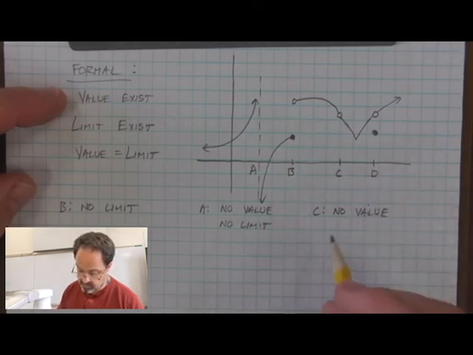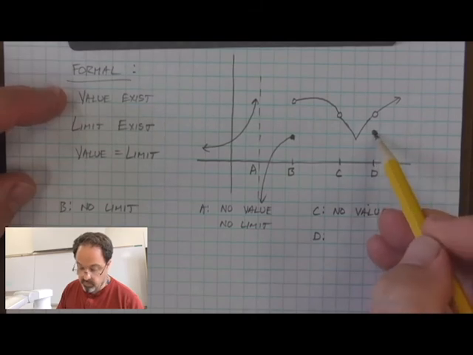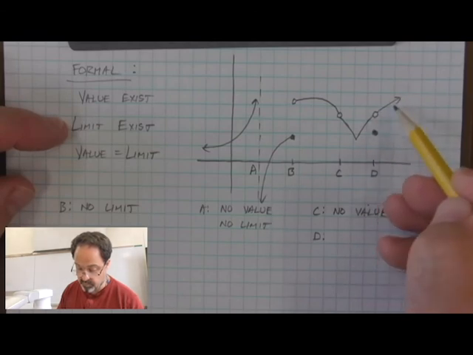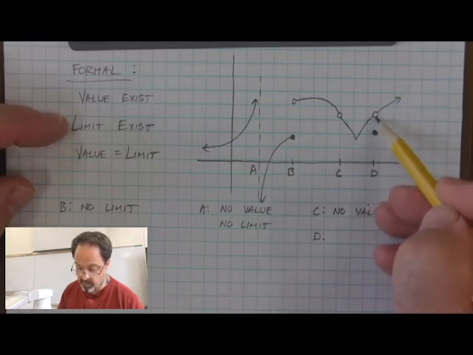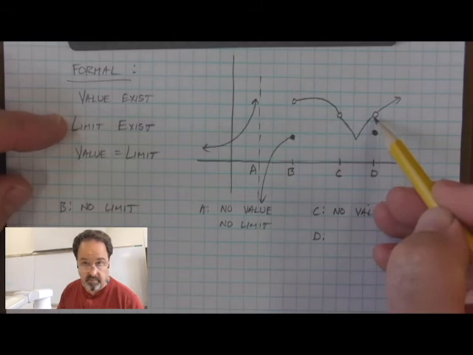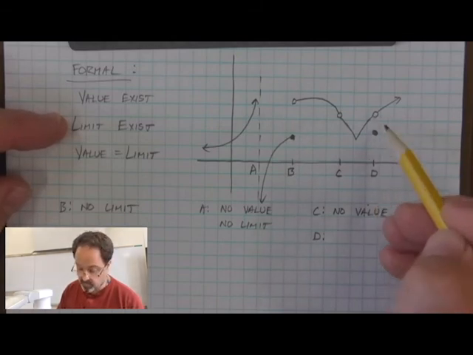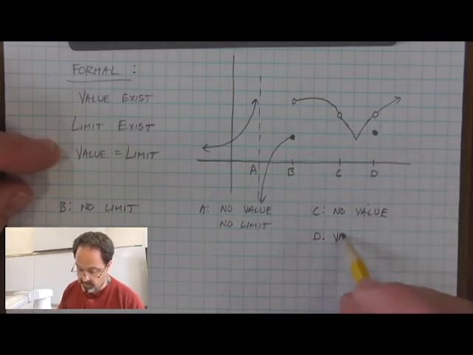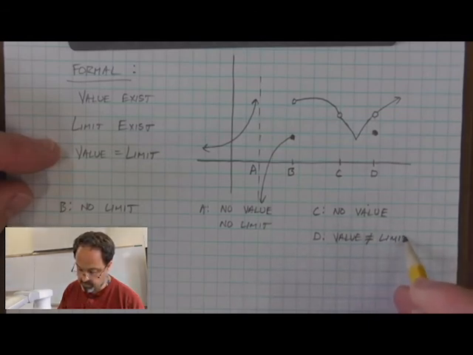And at D, we have a value, it's the closed dot. We have a limit as we approach this location from the left and the right. We think that we're going to the same location, so the limit exists. But the reason why there is a discontinuity at D is the value that does exist is not equal to the limit, which also exists.